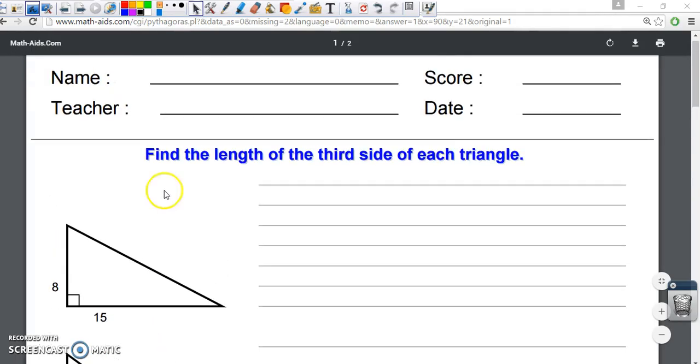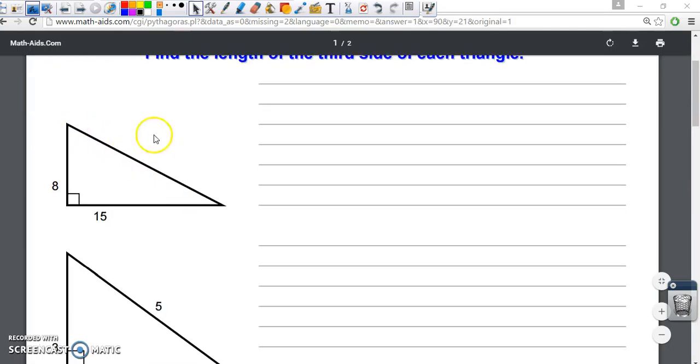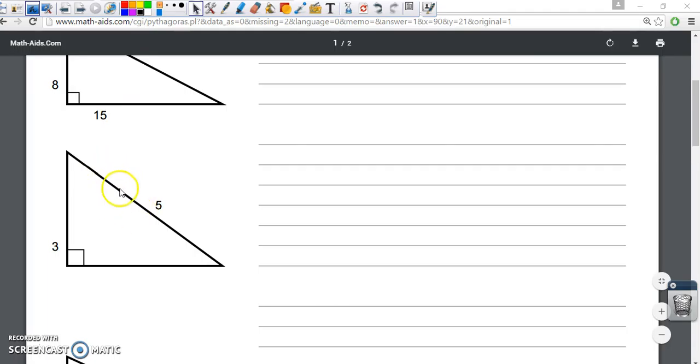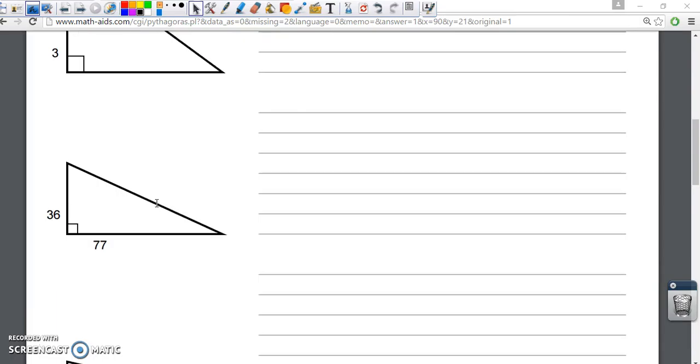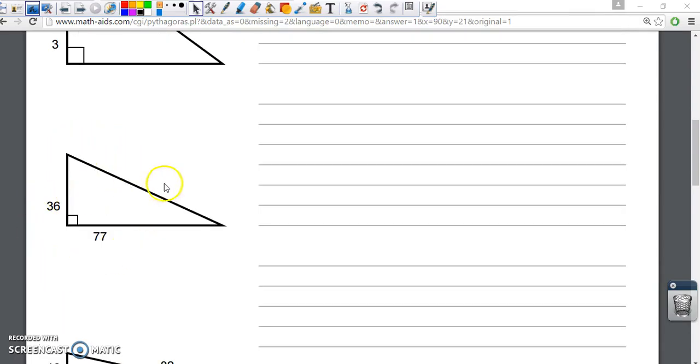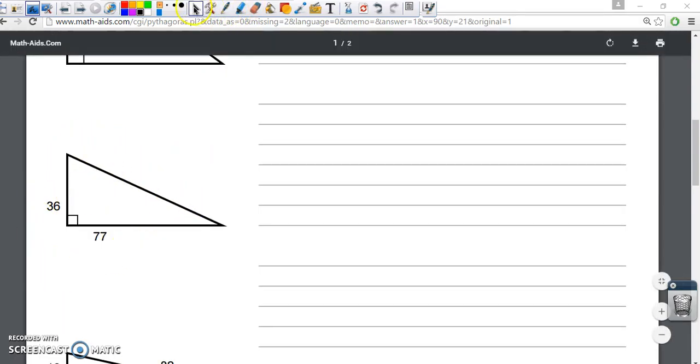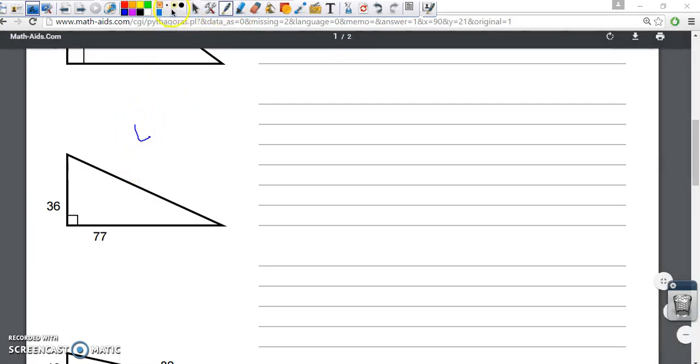Okay, so I'm going to now do another one in which C is missing. See, notice this one, the hypotenuse is missing. The longest side of the triangle is missing. In this one, the hypotenuse is not missing. It gives it to you. But I'm not going to do that one just yet. I want to practice another one in which the hypotenuse is missing. Okay, so I'm going to go down to this one.